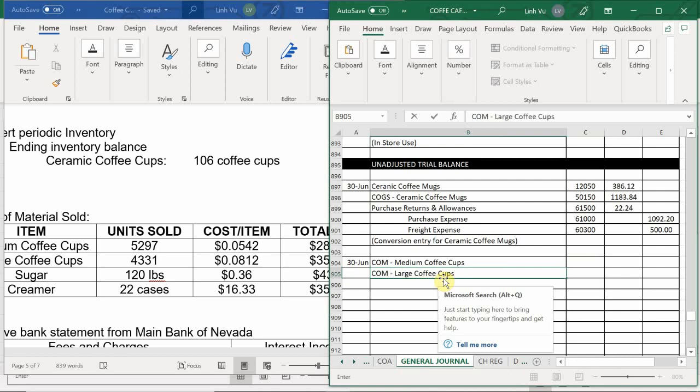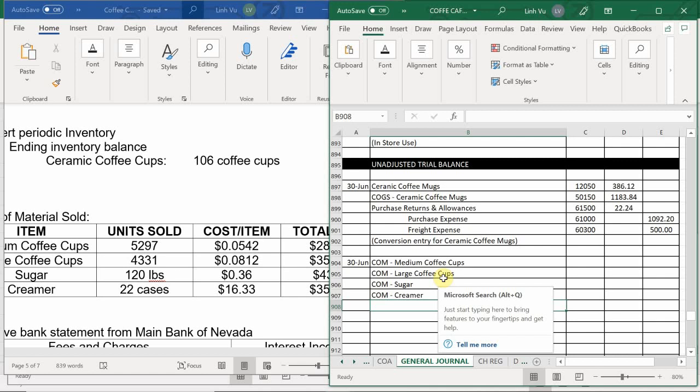Cost of material of sugar and the creamer. Now the cost of material that you sold, did you totalize what we did before, or where does it come from? Well, if you take a look at your ledger, you kept track of all the cups that you sold, right? Uh-huh. That's where that number came from.